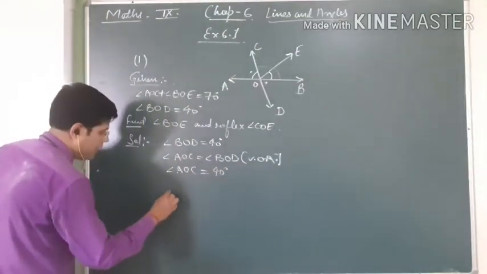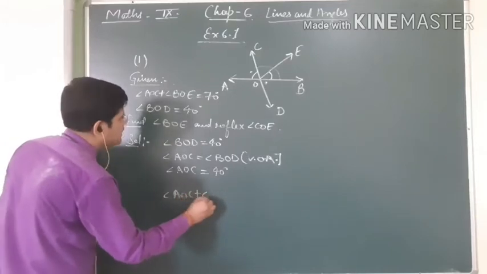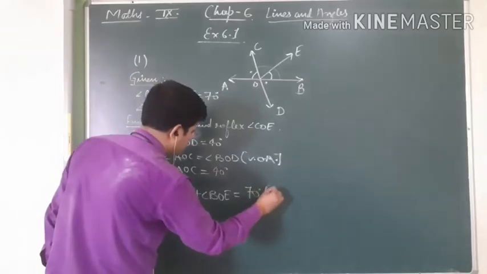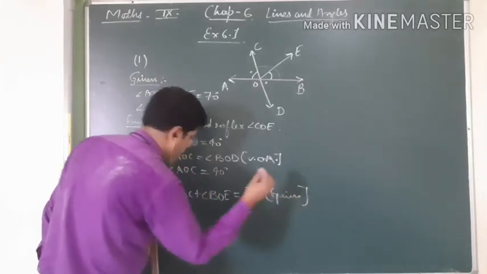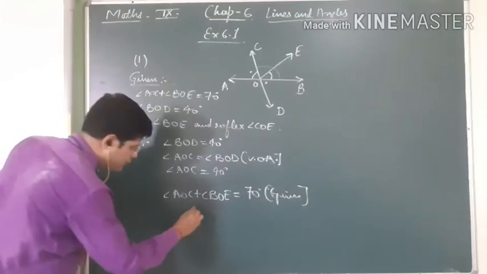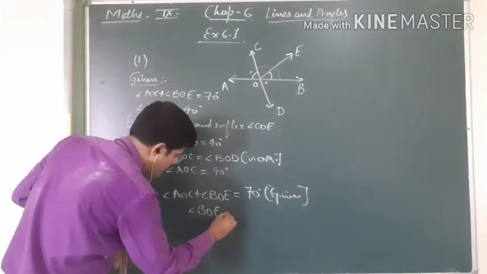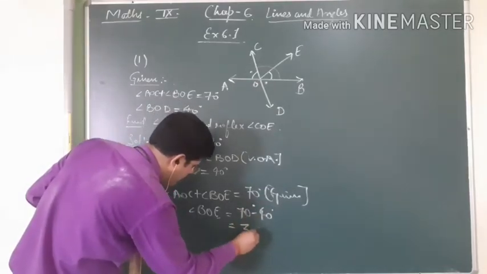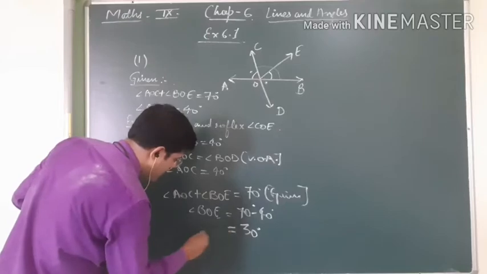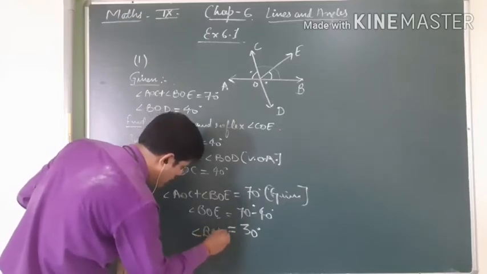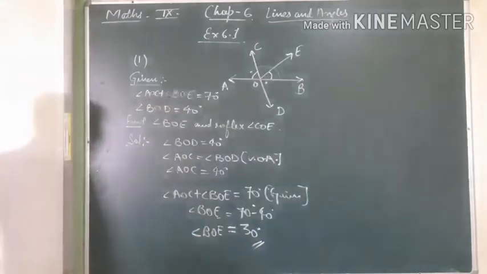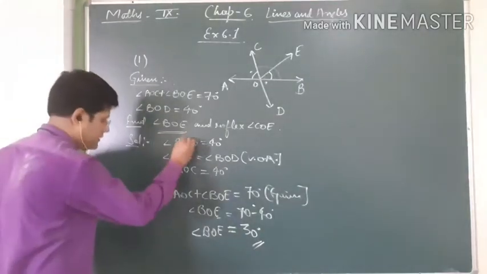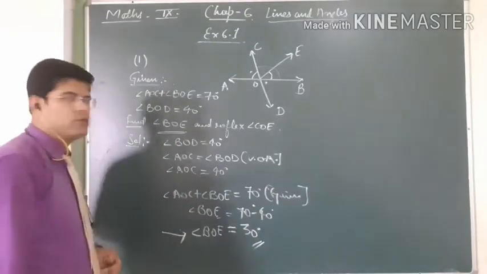Now angle AOC plus angle BOE make together 70 degree. So here we can put the value of AOC. So angle BOE equals 70 minus 40, so it remains 30 degree. Which one is 30 degree? Angle BOE. So angle BOE is 30 degree. So the first thing we had to find was BOE. It is found. BOE is equal to 30 degree.